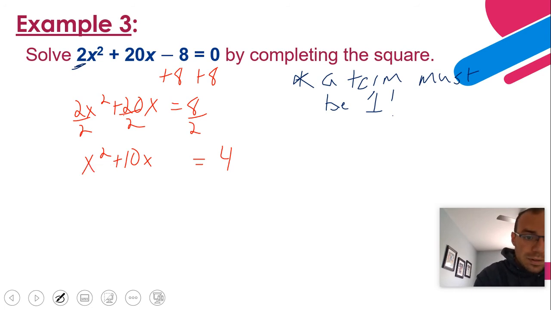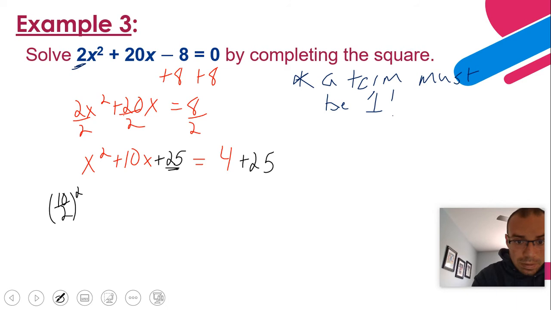Now I'm going to find my b over 2 squared. So that's 10 over 2 squared, which is 25. I'm going to add that 25 to both sides. So 25 here and 25 here. So this is going to factor to x plus 5 squared is equal to 29.